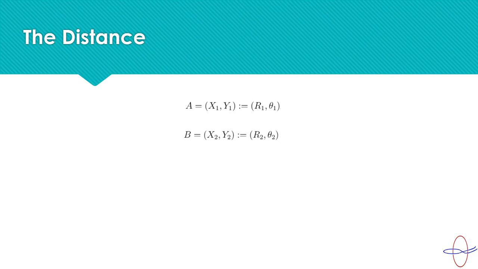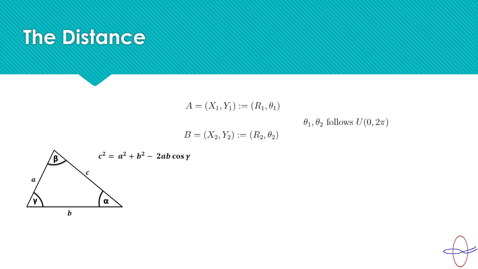So now let's do some distance calculations, how to calculate distance. Before that, let's move to the polar coordinates of the points. So r1 and theta1 is the polar coordinate when you express in terms of radius and the angle, and b is represented as r2, theta2. Now you know that theta1 and theta2 follow uniform 0 to 2 pi, and to calculate the distance squared, we have the cosine law to help us, and it's r1 square plus r2 square minus 2 r1 r2 cos of theta1 minus theta2.